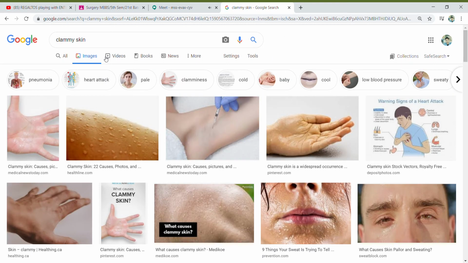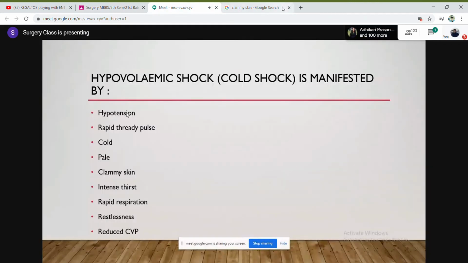And reduced central venous pressure. So if you have put a central venous line in the internal jugular vein, the normal central venous pressure is 7 to 10 centimeters of water. If the central venous pressure is raised, that means there is a lot of fluid in the body. If it is reduced, that means there is a reduction of fluid in the body. So there is less fluid in the body.